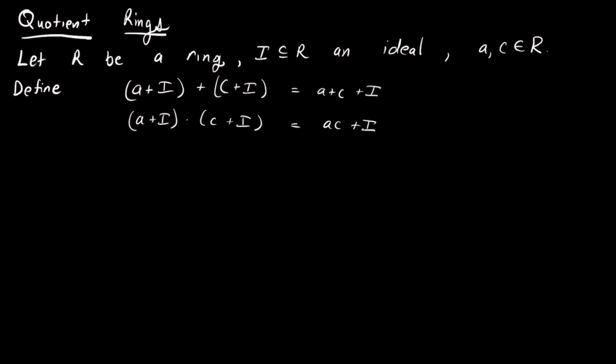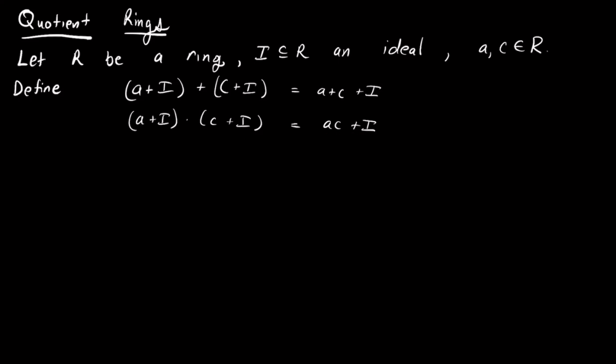Okay, so I'll start with R is a ring, I is an ideal of R, and a and c are elements of R. And I'm going to define the sum of two cosets. I'll say a plus I plus c plus I is just going to be the coset a plus c plus I. So the coset of a plus the coset of c is the coset of a plus c. Similarly, I'll take a plus I times c plus I to be ac plus I. So the coset of a times the coset of c is the coset of a times c.